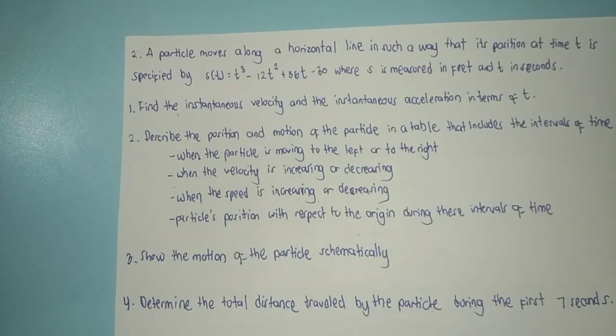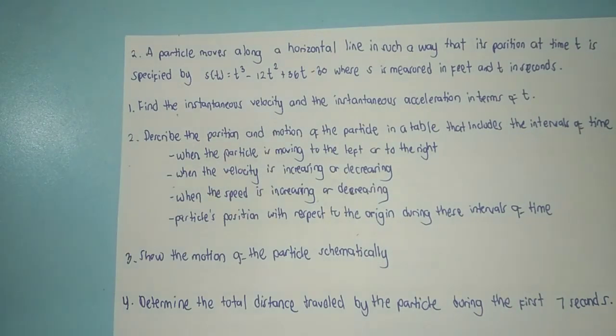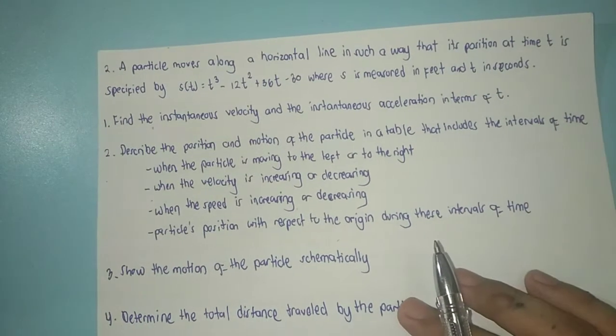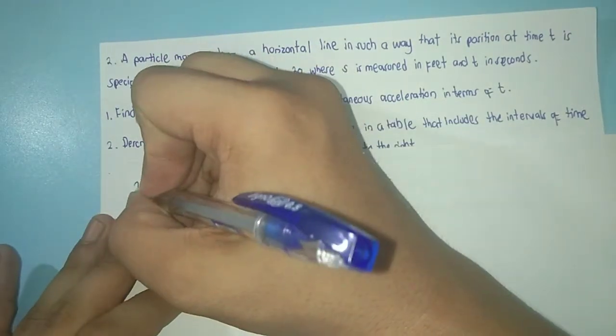So, una, find the instantaneous... So, dapat pala 2.1, 2.2, 2.3, 2.4. Okay, so dun muna tayo sa 2.1. Find the instantaneous velocity and the instantaneous acceleration in terms of t. So, sagutan muna natin yung 2.1. Solution for 2.1.